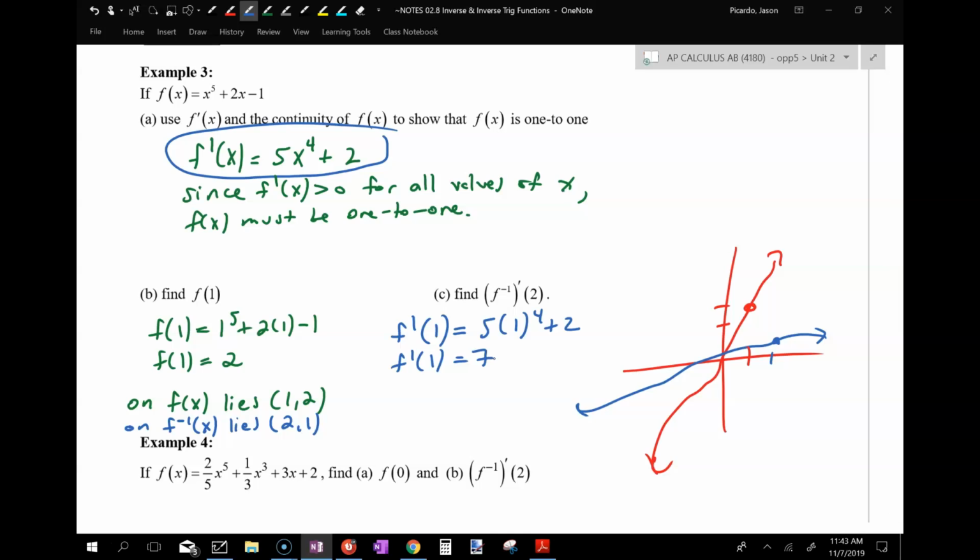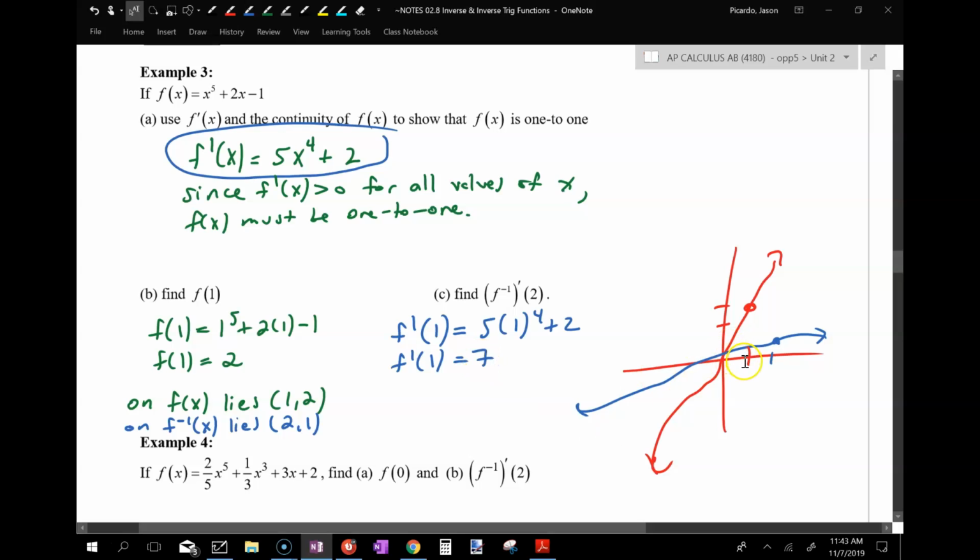Say it again. Well, B, come on, B. On 1, I'm at 2. At 1, I have a what? What is this? What does this represent? The slope of the curve, yes. So at this point, the slope is 7. So guys, at the corresponding point on the inverse, the slope is 1/7. All right. So at the corresponding point, the slope is 1/7.